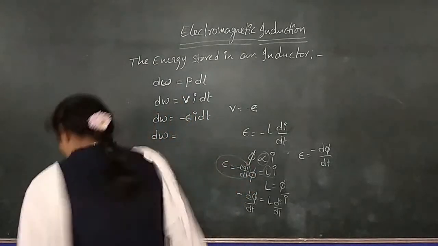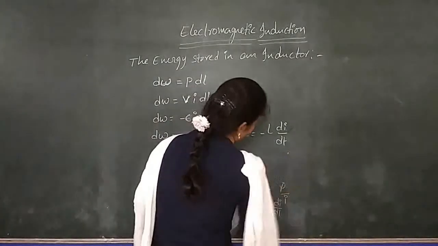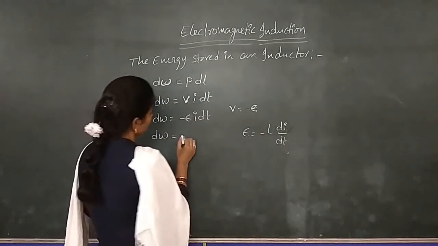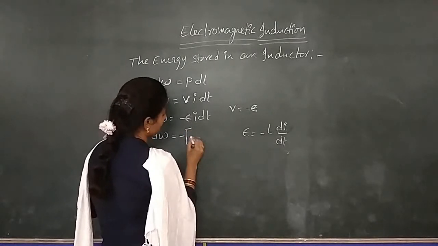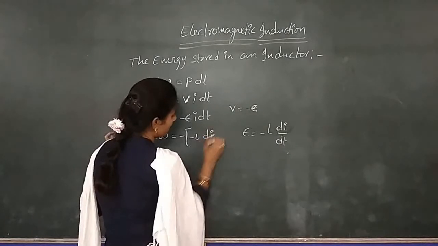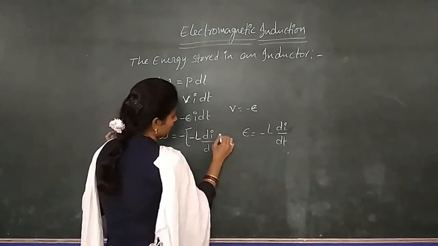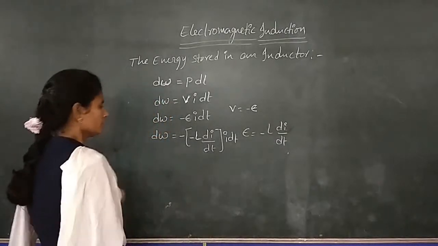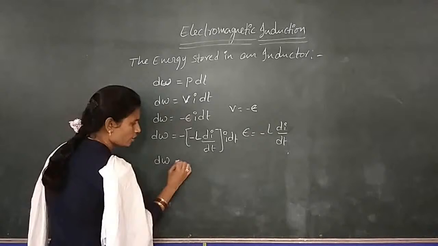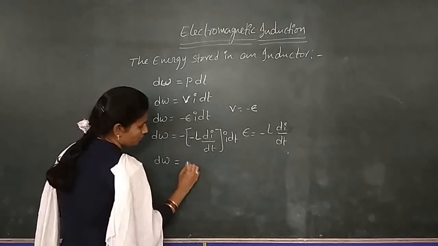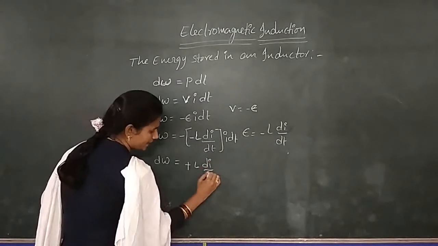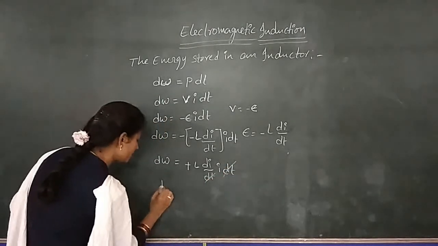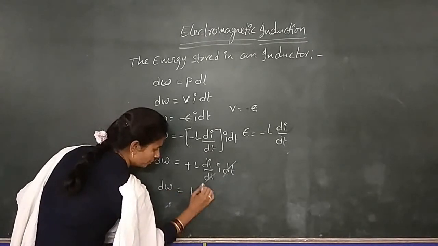So from this, E, the induced EMF, is equal to minus L into di by dt. So minus of minus, L into di by dt, into I dt. So here minus into minus is plus. So the work done dW is equal to plus L into di by dt, I dt. dt gets cancelled. So dW is equal to L into I di.